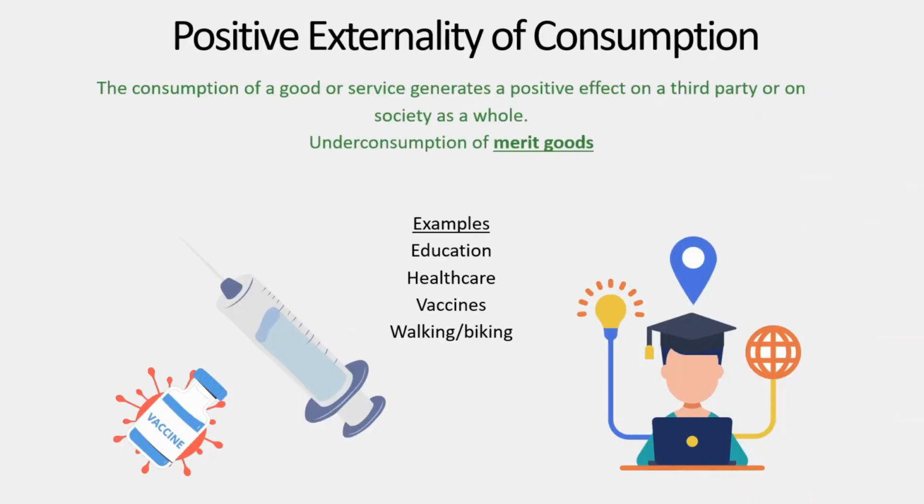So we're going to first start talking about positive externalities. We'll do something a little bit different. We're going to talk about positive externalities of consumption first. This is the consumption of a good or service that generates a positive effect on a third party or on society as a whole. Examples of these are underconsumption of merit goods, education, healthcare, vaccines, walking, biking.